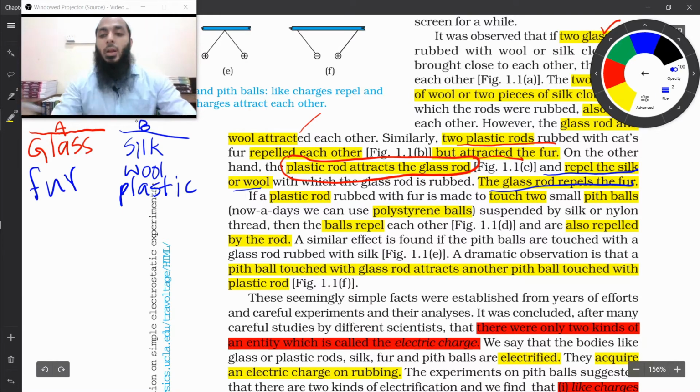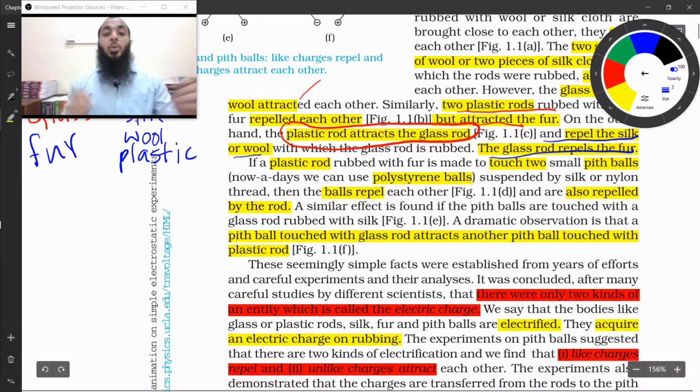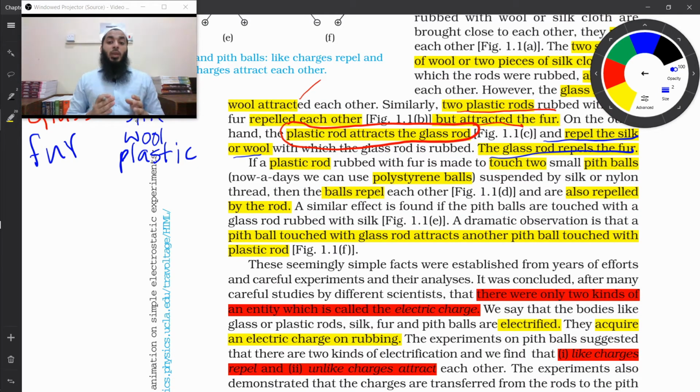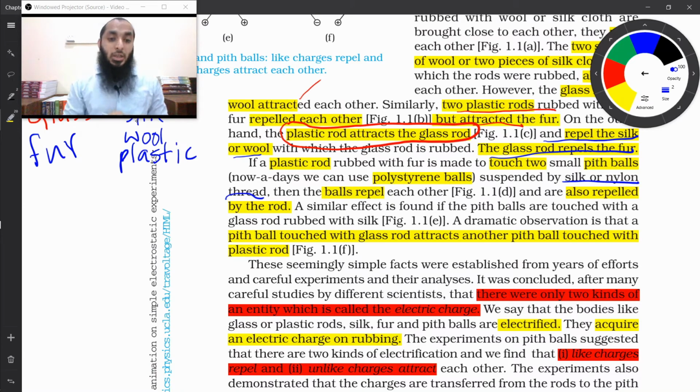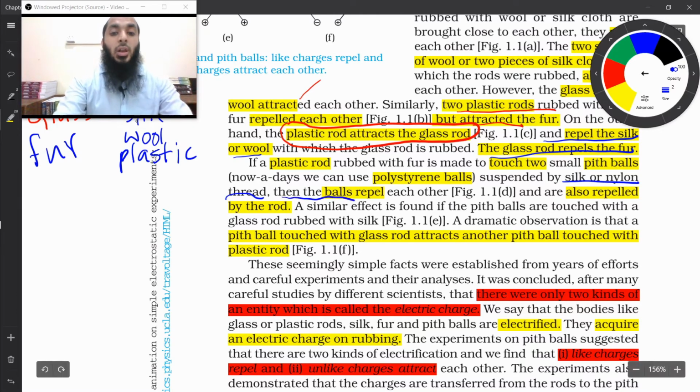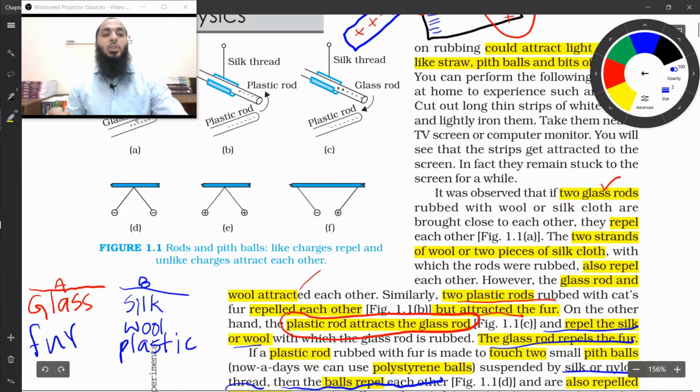Okay. Now let's continue. If a plastic rod rubbed with fur is made to touch two pith balls, nowadays we use polystyrene balls, suspended by silk or nylon thread. Now why are they suspended by silk or nylon thread? So that they do not conduct charge. Silk and nylon are non-conducting materials. Then the balls repel each other. Now this is what we see here.